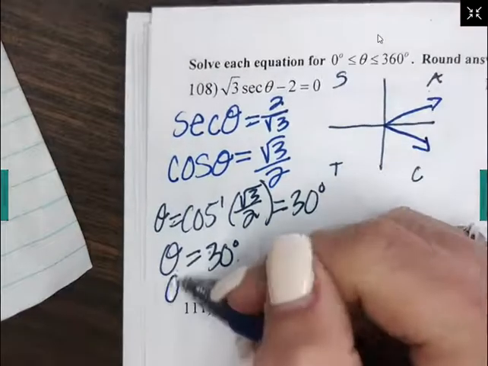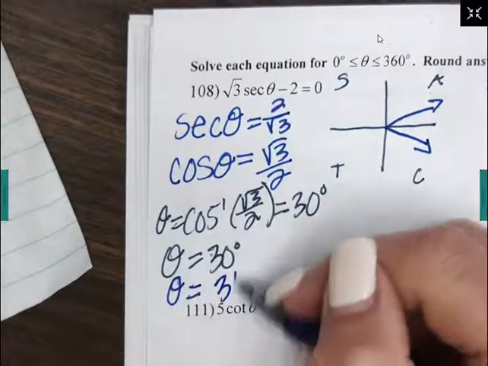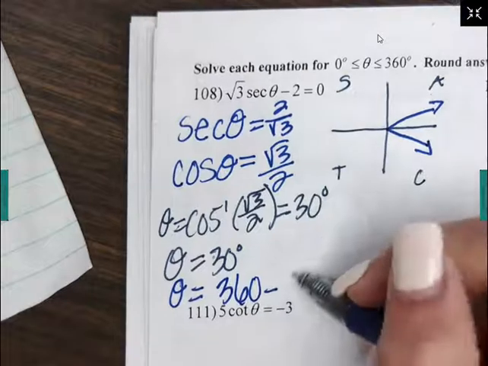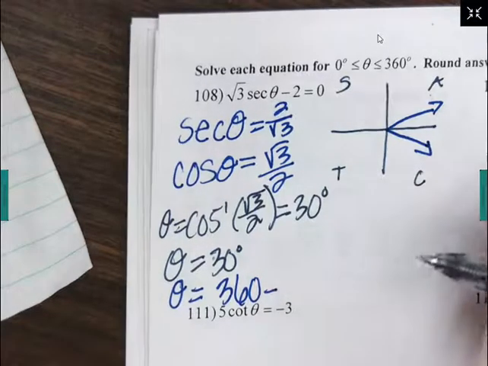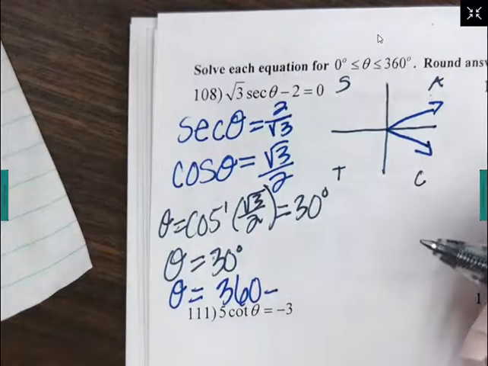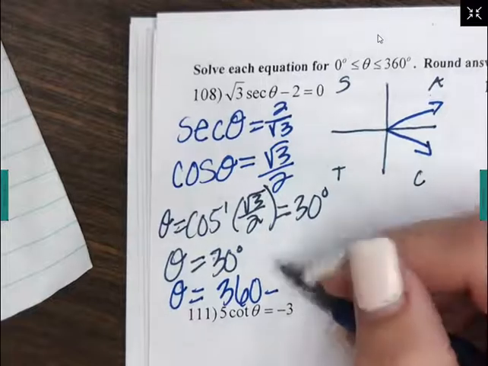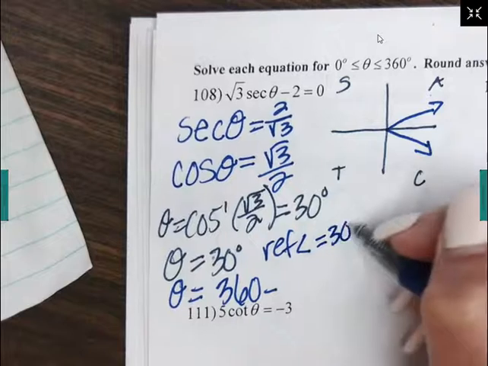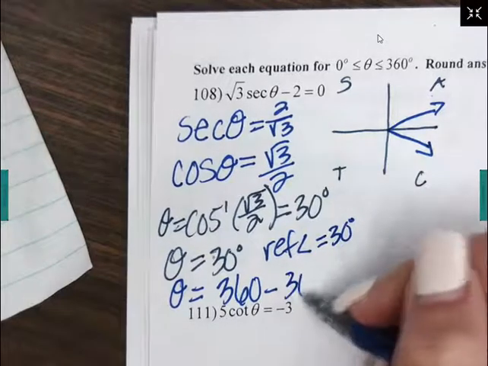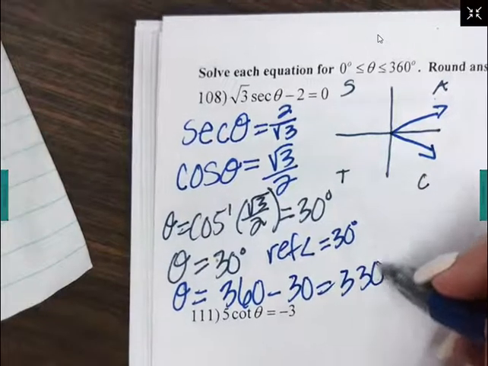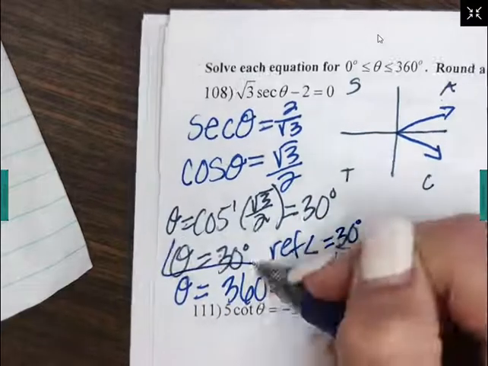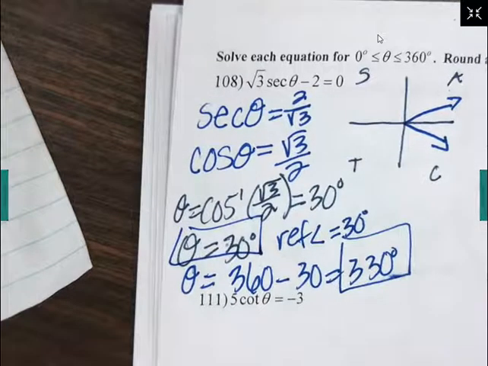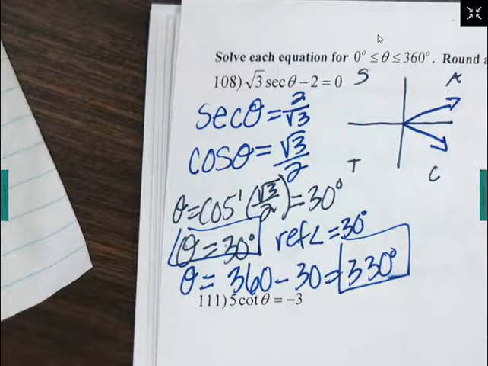Now to find our other theta, it's equal to 360 minus our reference angle, which also happens to be theta. Theta is not always going to be equal to your reference angle. Does that make sense? So we get 330 degrees. So our answer is 330 degrees as well as 30 degrees. Any questions there?